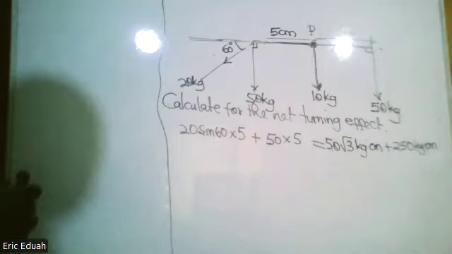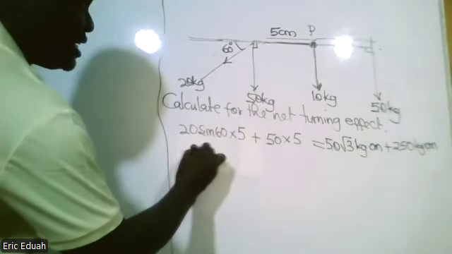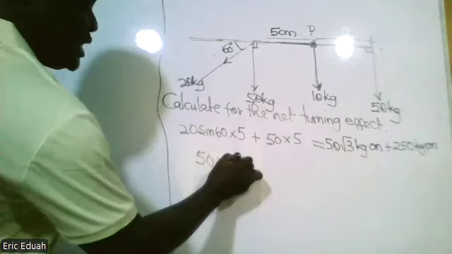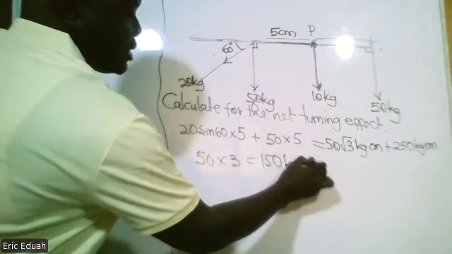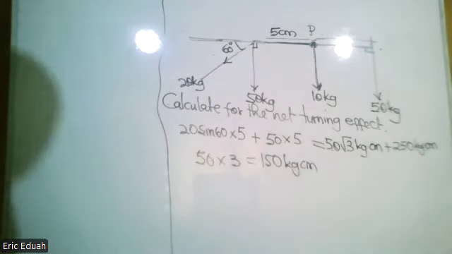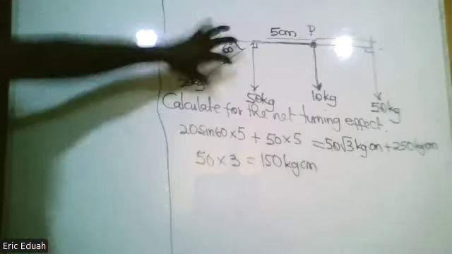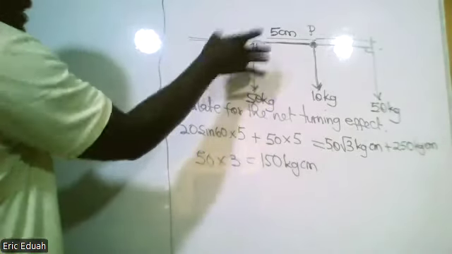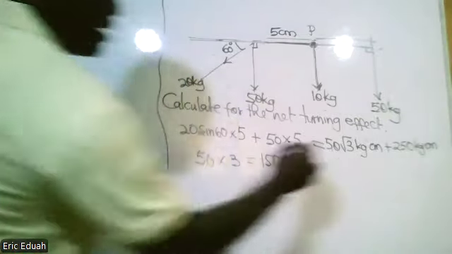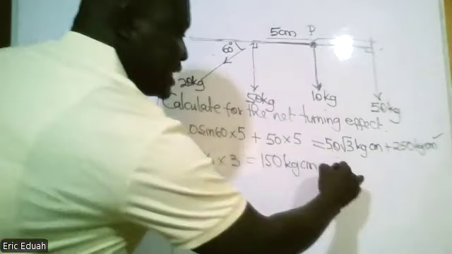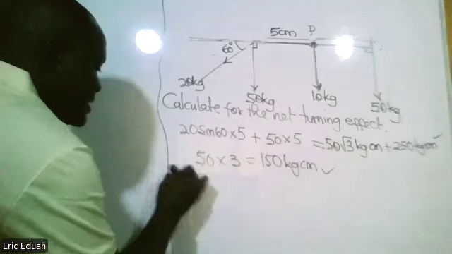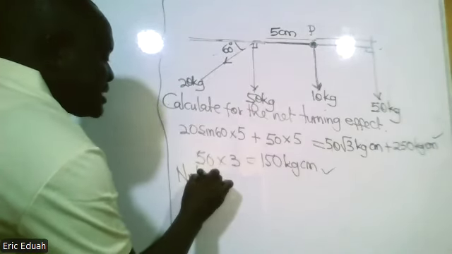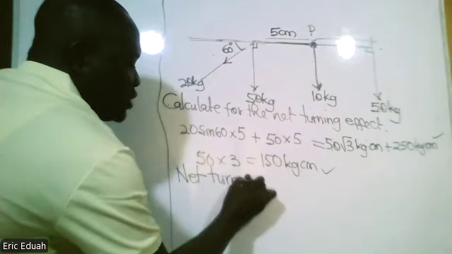Come to look at this one. This will be 50 times 3, 150 kilogram centimeter. So when you compare the two, the turning effect produced by this side is far, far greater than the turning effect produced by the right-hand side. So the net turning effect will be the difference between them.